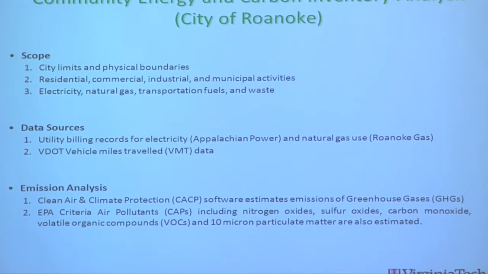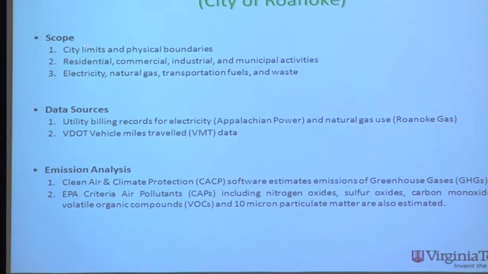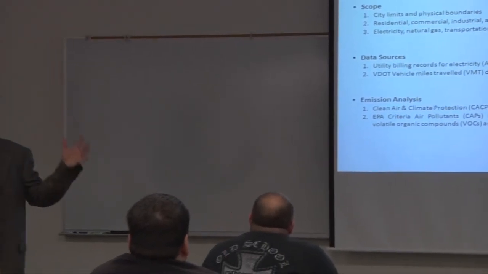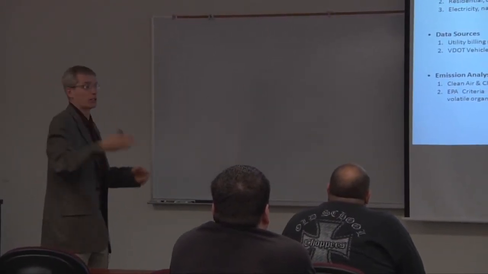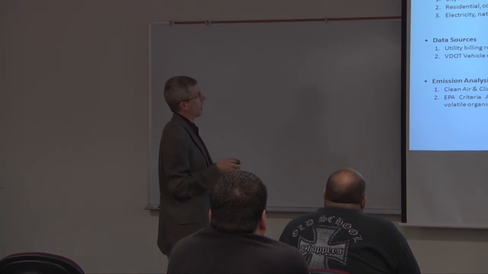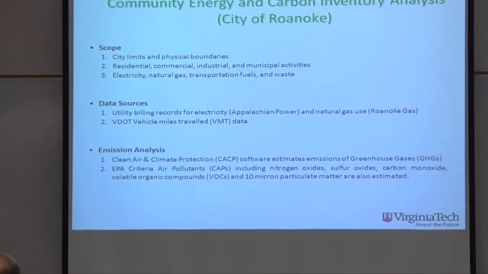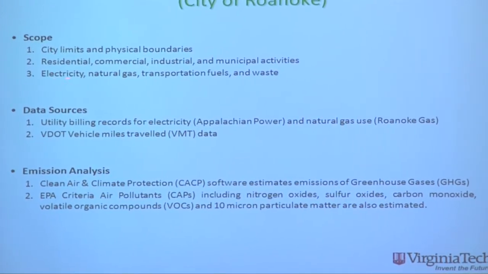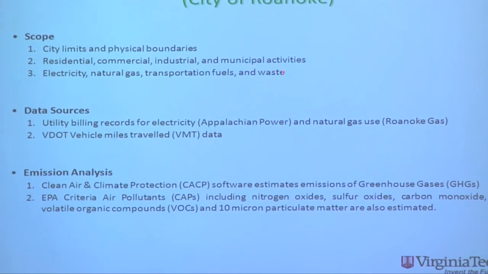So here's what we do, and I've done this baseline for the city. I talked to City Council this week about it, in fact. We say we're going to look at the city limits, so we can look at a map and we say, okay, that's our boundary. We know where the city of Roanoke stops and the county starts and Vinton starts. So just the city. We're going to look at residential, commercial, and industrial activities, so we're not going to leave out one of these big sectors. We're going to look at electricity and natural gas, gasoline and diesel, and waste.